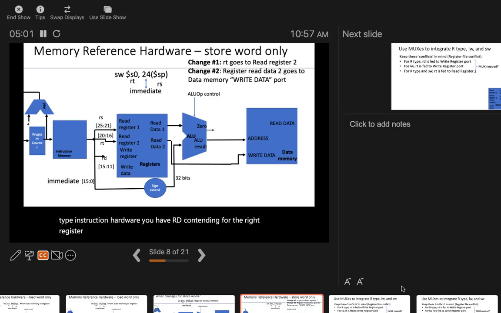Because for the load word instruction, RT has to go to the write register. For an R type instruction, RD has to go to the write register. So there's a contention, isn't it? How do you resolve that contention? How did we resolve contention before? Via a multiplexer, right? So we will have such contentions. Are we clear about that contention though?